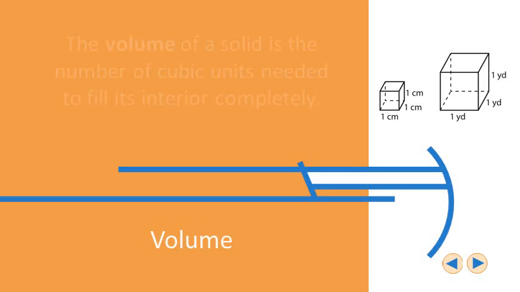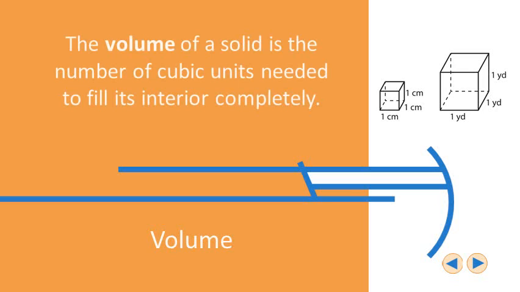All right. The volume of a solid is the number of cubic units needed to fill its interior completely. So the volume of one on the left would be 1 cubic centimeter, 1 centimeter cubed. The volume on the right would be 1 cubic yard. It's length times width times height. We'll get into that here in a second.